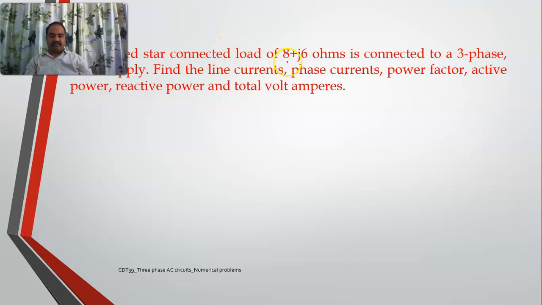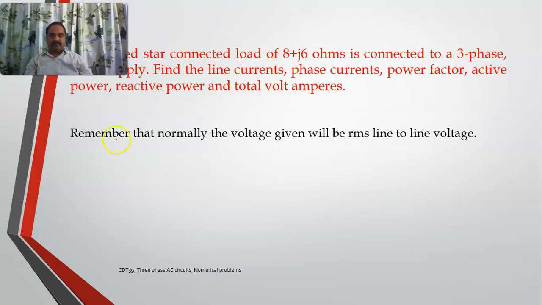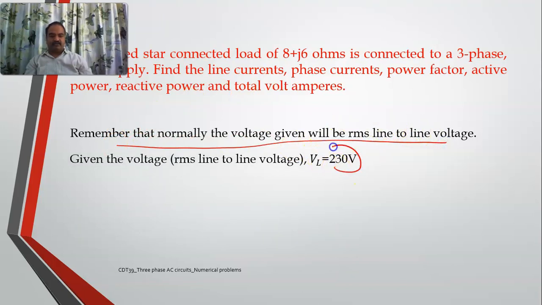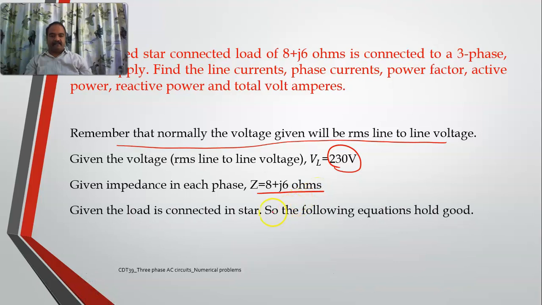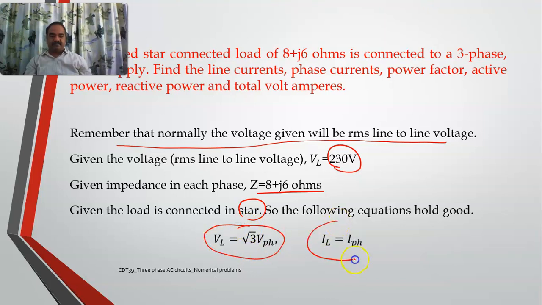So now, let me start with the basic diagram which I have already given for you. Let us note down what has been given. Normally the voltage given will be RMS line to line voltage, so it is 230 volts RMS line to line. The impedance is 8 plus J6, and the load is connected in star. The equations we already have are regarding the magnitudes. And for angles, VL will be leading V phase by 30 degrees, whereas for current both have the same angle. Of all these four, you take one thing as a reference. So I am taking V phase as a reference.